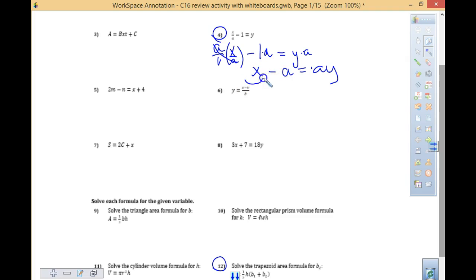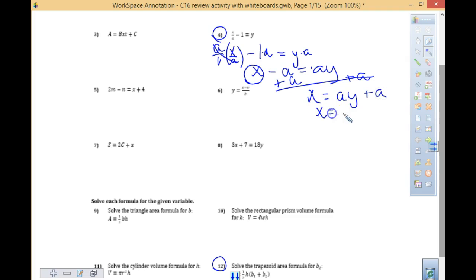But now I have to get this x by itself. So how do I get x by itself? How do I get rid of a minus a? I'm going to add a. Someone said, can you add these two together because they both have a's? This one has ay, and this one just has a. Can't add them together. So my final answer is going to be x equals ay plus a.